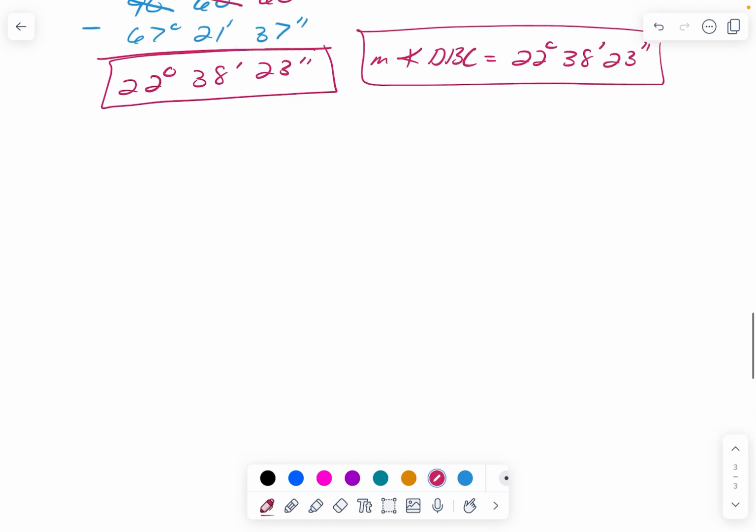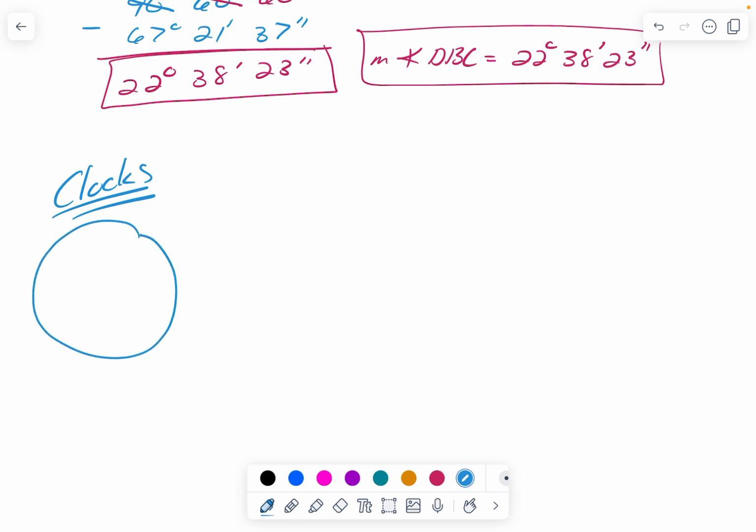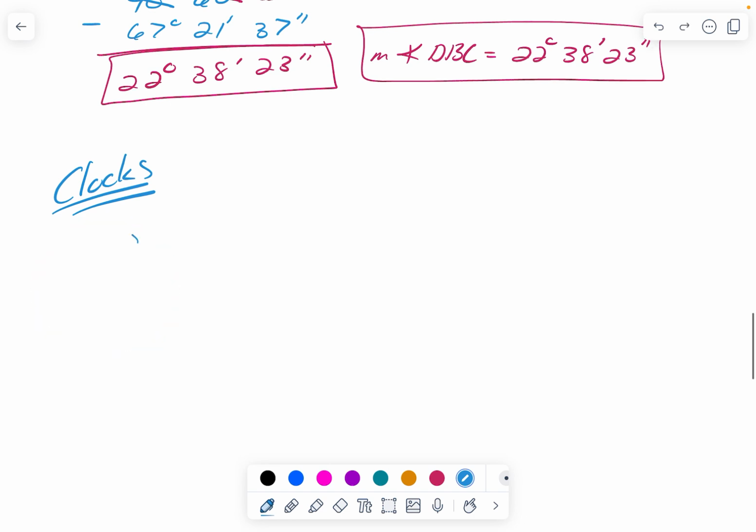Now, we have a bonus here. The bonus is clocks. So we can measure the angles between the hands of a clock, a normal clock. So we have our normal clock. No, that didn't work. If you draw a circle and hold it, there we go. It will make a nice circle.